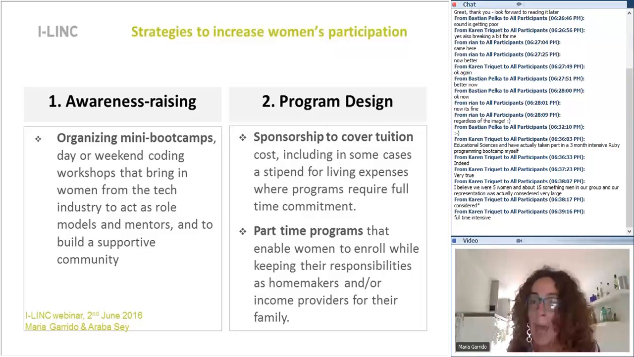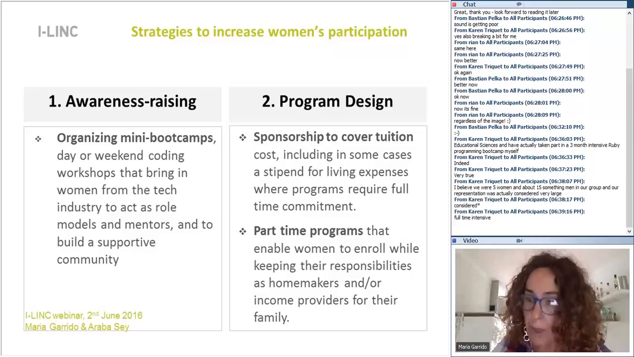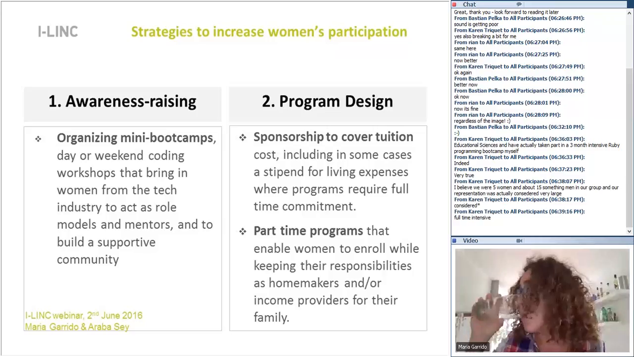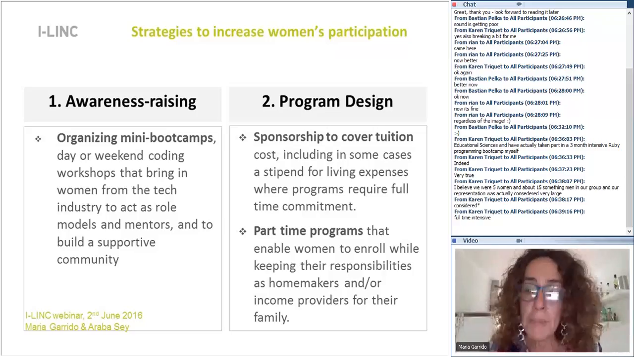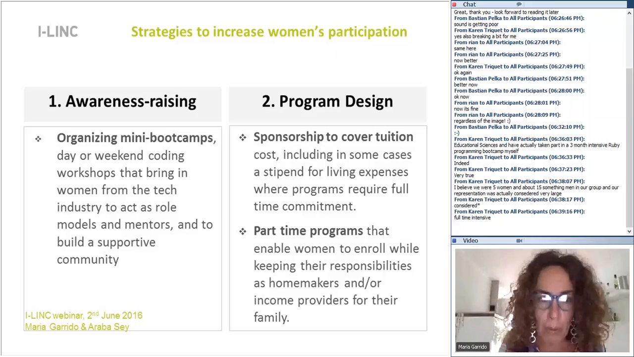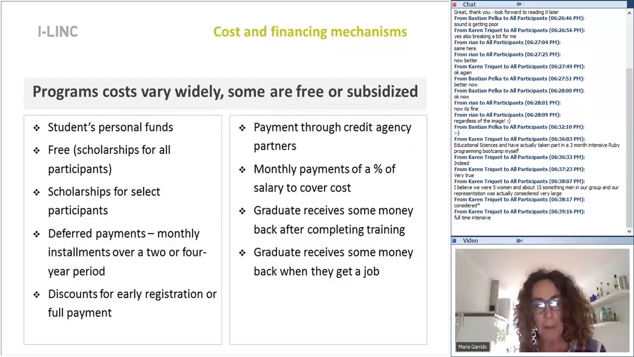And now many of the bootcamp providers are starting to develop part-time bootcamps. They're also intensive, but they are part-time. And they are designed to care for women especially, but also for some men that have family responsibilities. So those are 2 kinds of strategies that the bootcamps are using to bring in more women. So that's from the women's perspective.